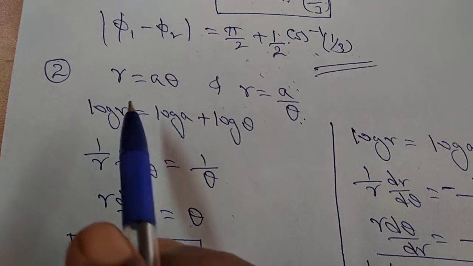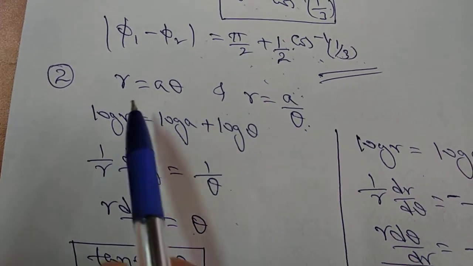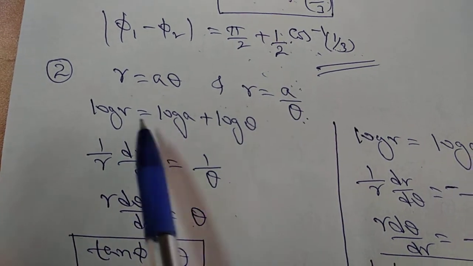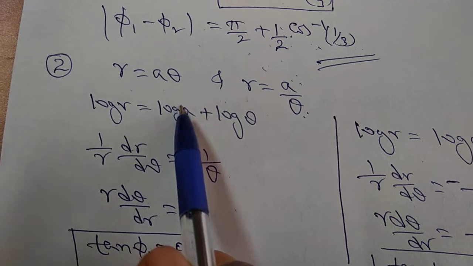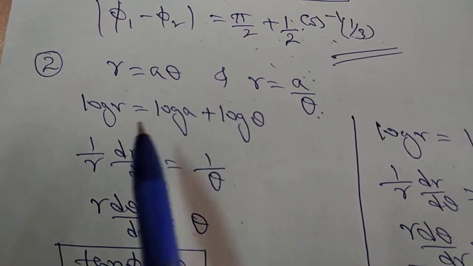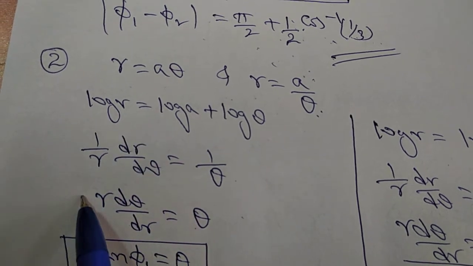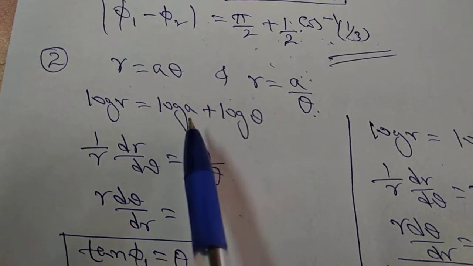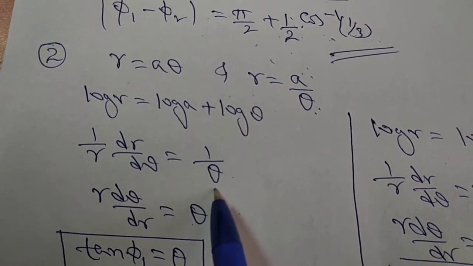Next problem. r is equal to a theta and r is equal to a by theta. This is the first curve, this is the second curve. For the first curve, take log on both sides. Log r is equal to log a plus log theta. Differentiate with respect to theta. What is the differentiation of log r? 1 by r dr by d theta. Log a is a constant, so it becomes 0. Log theta differentiates to 1 by theta.